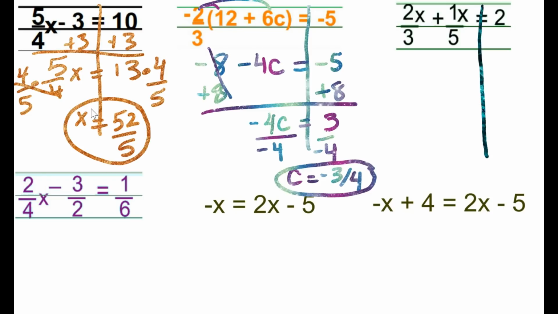All right, so what we're going to do, we're going to combine like terms. I had to pause the video for a second. All right, 2/3 x plus 1/5 x. These are combining like terms because they're like terms. They're both x's.